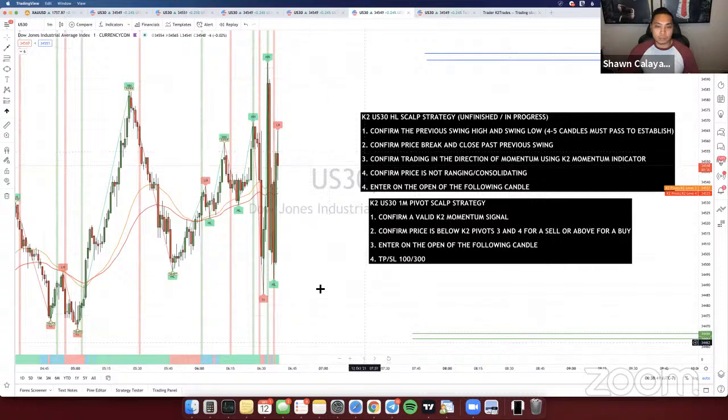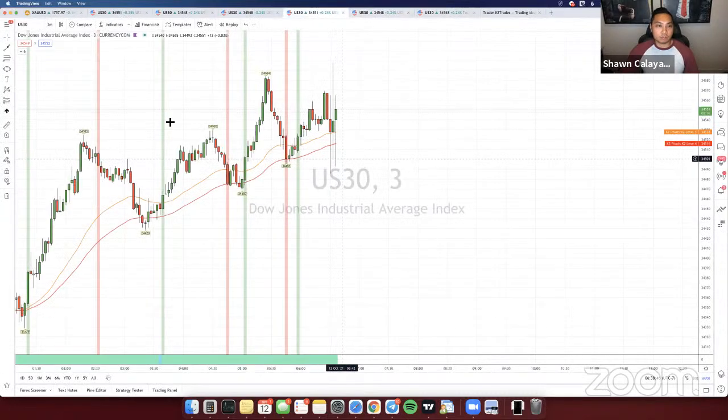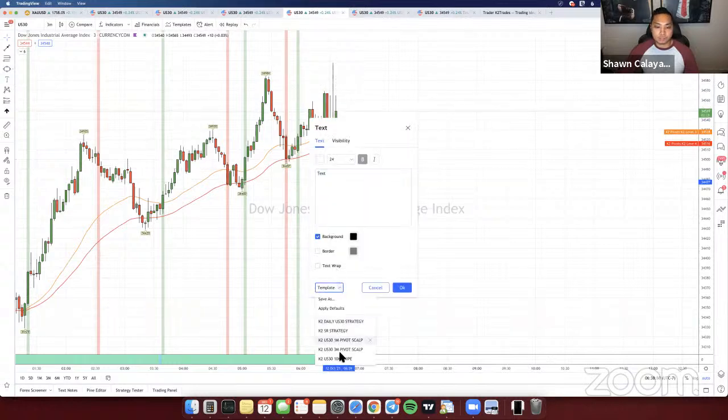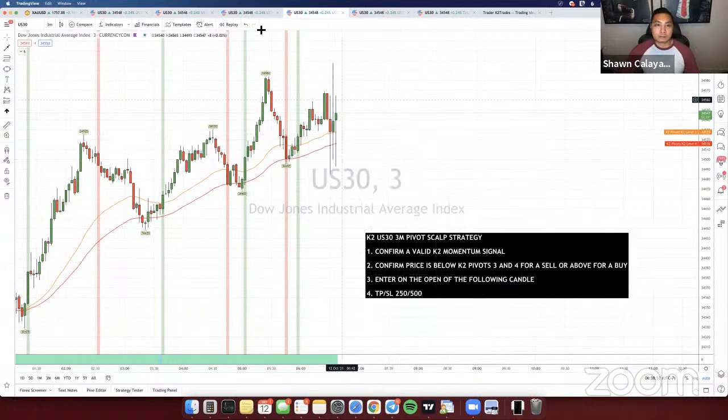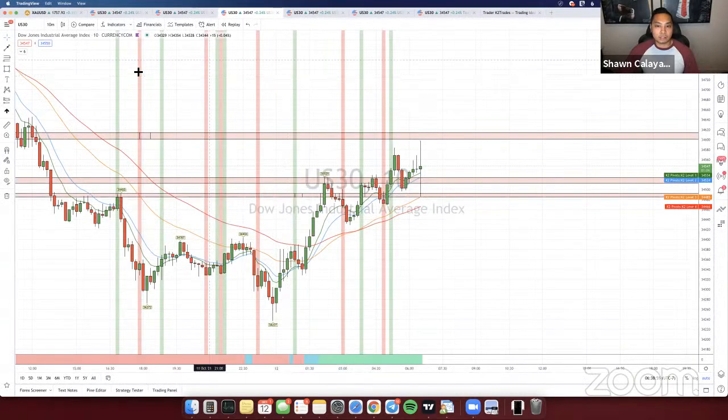So no entries available right now. I'll put the requirements for each strategy here. We might not be able to trade on the 1 minute because it's just too choppy right now. So there's a strategy for that right there.